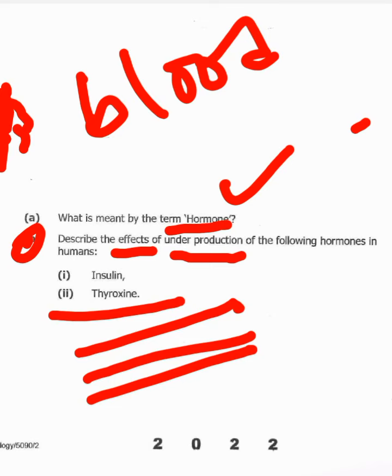In most cases, thyroxine is produced by the thyroid gland. Since this gland is located just by the neck, if it's underproduced, number one, there will be the issue of goiter, the swelling of the neck. There will also be enlargement of the thyroid gland, so the thyroid gland is going to start getting enlarged.